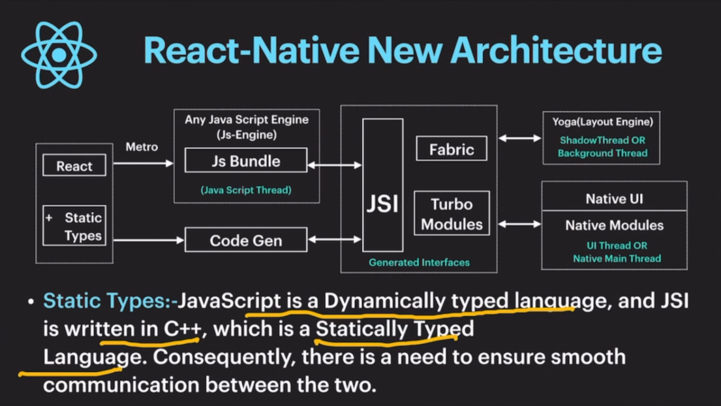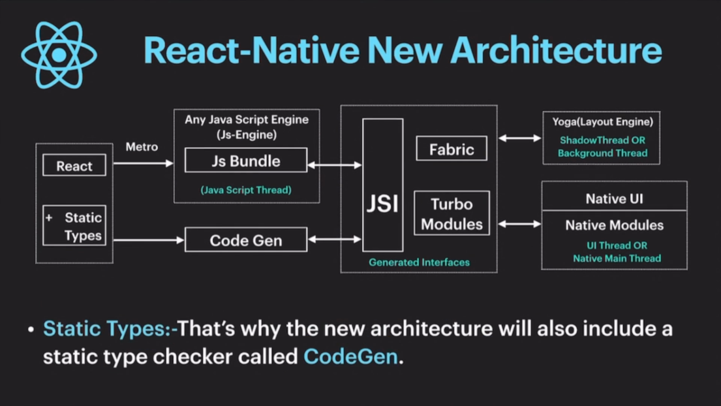Consequently, there is a need to ensure smooth communication between the two. For smooth communication between JSI and JavaScript, we use static types. Because JavaScript is dynamically typed and JSI is written in C++, for better communication between both we use static types. That's why the new architecture also includes a static type checker called CodeGen.